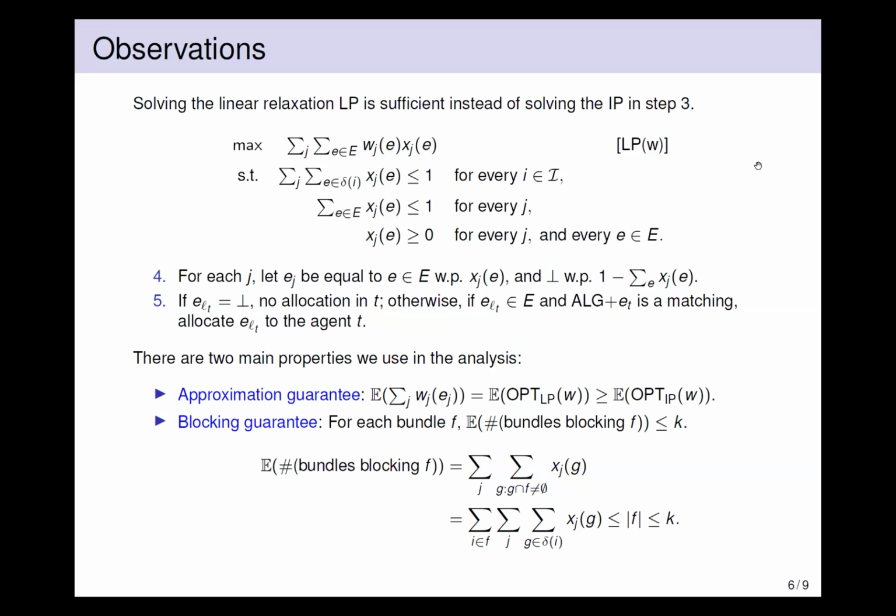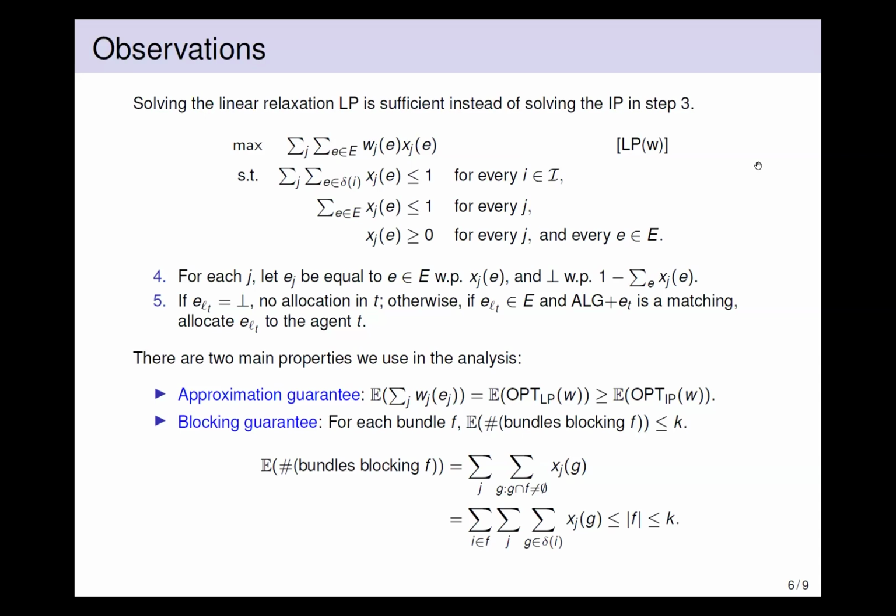And then the second key property, which is very important, is what I call the blocking guarantee. The blocking guarantee is that when you look at every bundle, every possible hyperedge, on expectation, the number of bundles, or hyperedges, blocking this other hyperedge is at most k, right? So for the IP, this is clear. But the nice thing is that in the LP, on expectation, you can also satisfy this, right?